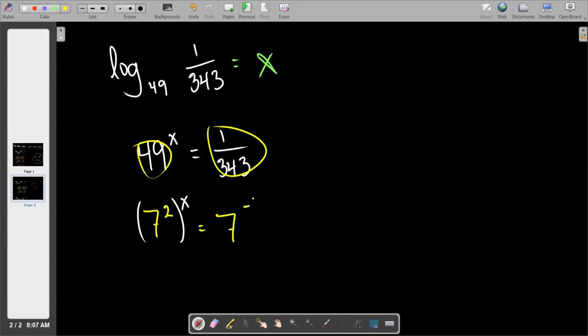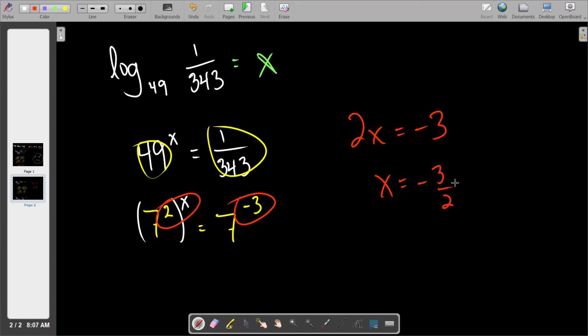7 to the -3rd. By this point in the lesson, you're probably just on autopilot, right? Like you get it. You know where we're going. Stick the x, make the equation, make the bases the same. Boom. And so if 2x is forced to be equal to -3, what does x equal? -3/2. That's all there is to it.